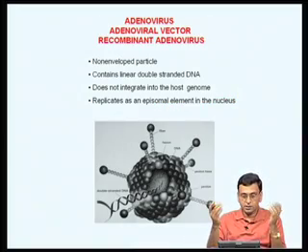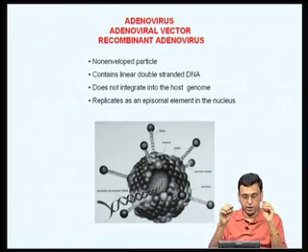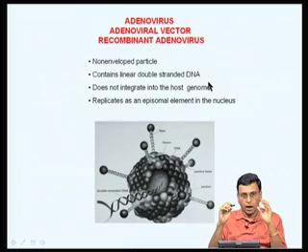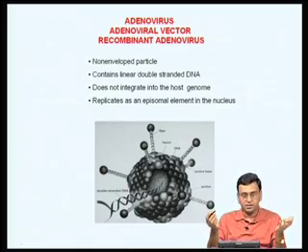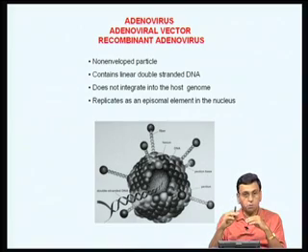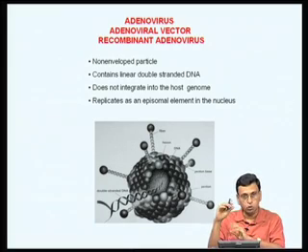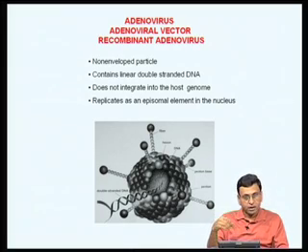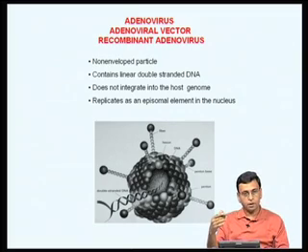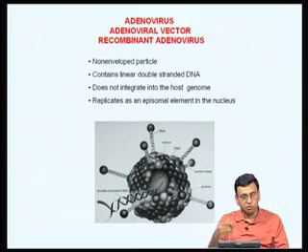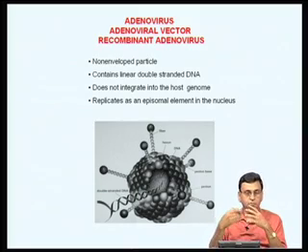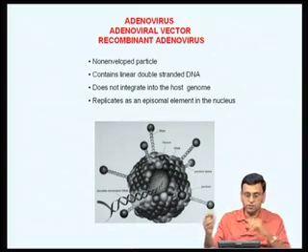Now what is an adenovirus? The adenovirus is a non-enveloped viral particle. It contains a linear double-stranded DNA, and it infects a wide variety of mammalian cells. The viral genome does not integrate with the host genome. It remains as an episome or extra chromosomal DNA, and it replicates inside the host cell nucleus. So the viral DNA will be transcribed, the viral proteins will be made, and then the viral DNA will be assembled and infectious viral particles emerge out of the cell.